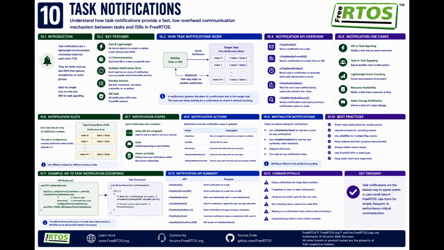Since no separate object needs to be created, notifications can act as lightweight binary semaphores, counting semaphores, mailboxes carrying a single 32-bit value, or even mini event groups. The limitation is asymmetry. Notifications only work for direct point-to-point communication with a single known receiving task. When that fits your design, nothing is faster or leaner.